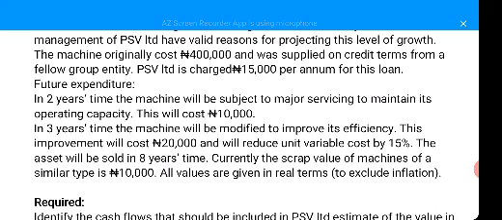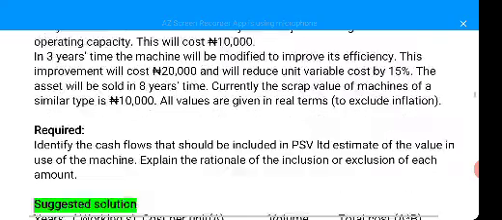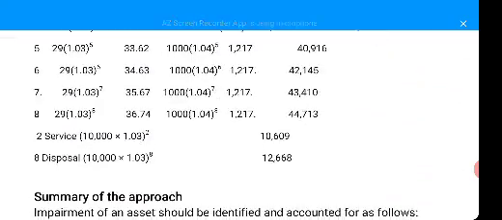operating capacity. Now this is part of your cost for value in use because the 10,000 is to maintain the operating capacity. That's the reason why I include it here at servicing, which is 10,000. It's part of your future cash flow in year two. So I put it there. So you now have the cost of this.